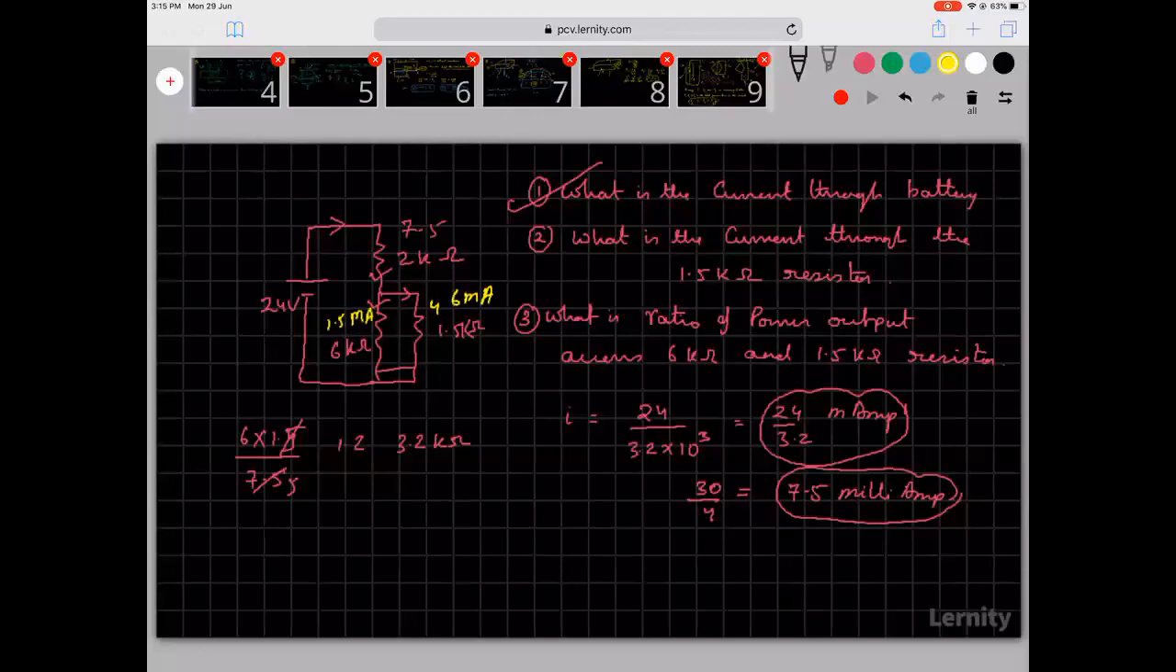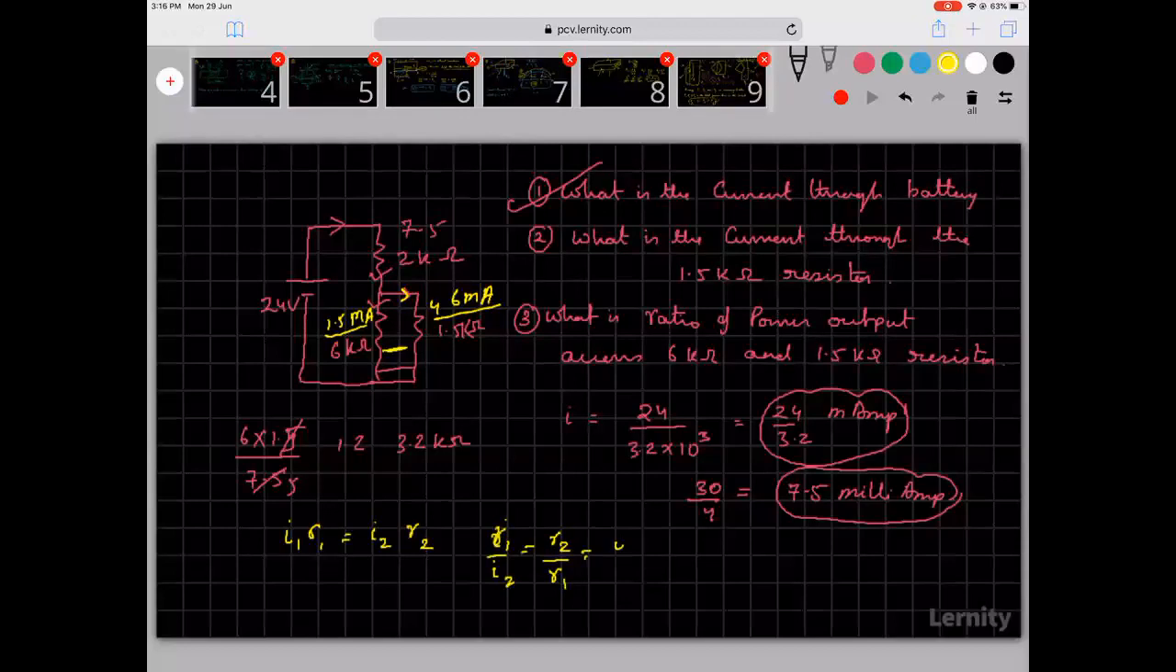Now I asked you what is the ratio of power output across each. Did you understand this 1.5 milliampere and 6 milliampere? See, the current divides. Now this is a parallel circuit, so the potential will be the same. That means I1 R1 must become equal to I2 R2. So I1 by I2 will become equal to R2 by R1. R2 by R1 will be like 1:4, so accordingly I divided it in the ratio 1:4.